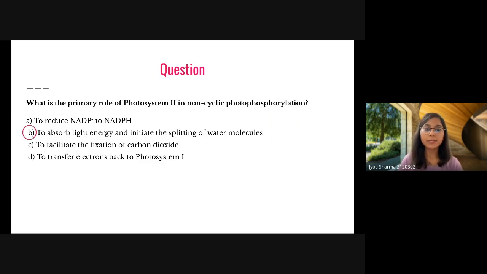Okay, so the answer is the primary role of photosystem 2. We just need to tell the role of photosystem 2. As I told you, photosystem 2 means there is a complex that will absorb the light, but at a particular wavelength. So the role was to absorb light energy and to initiate the splitting of water molecule. So this is the primary role of photosystem 2. We already have learned this from question 1 till now.